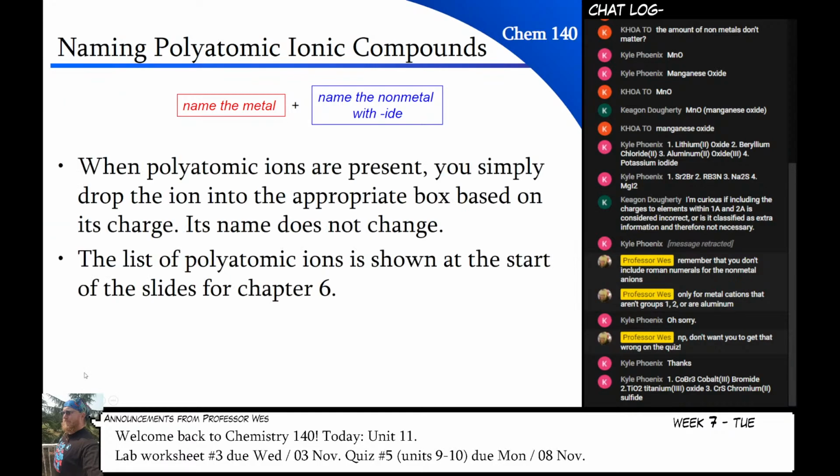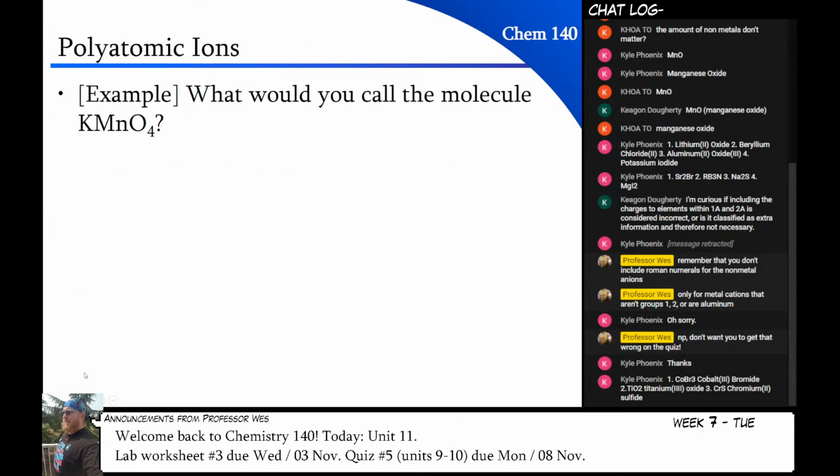So let's get some more practice here. What would you name this? If you don't have the polyatomic ions memorized, which assuredly you probably don't, go to the Unit 6 slides and look them up. So tell me what you would name this in the chat. We all know what the potassium is, but what's the MnO4 thing? What is that?